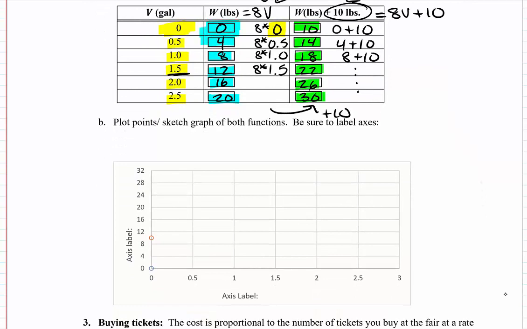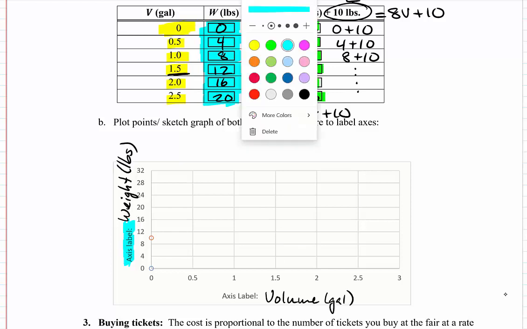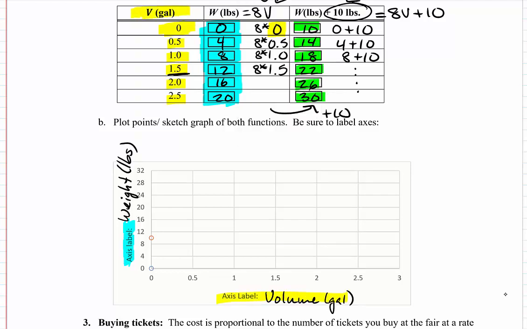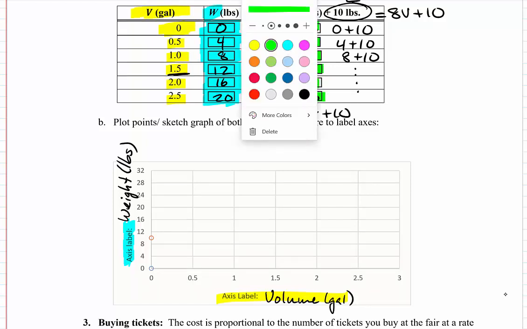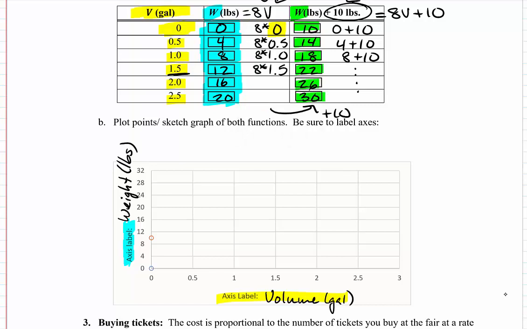So to do that, we use these values here for the vertical axis, and we need to label that. So that's going to be weight in pounds, and the horizontal axis will be volume in gallons. You always have to specify your units. And that is from here. The weight is here. We're going to have two graphs, just like in our first example. The weight is also going to have 10 pounds added to it. But let's start with our blue weights without the 10 pounds.